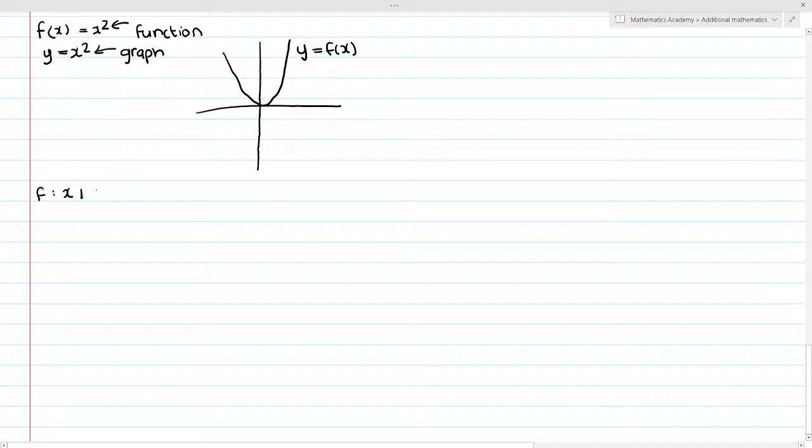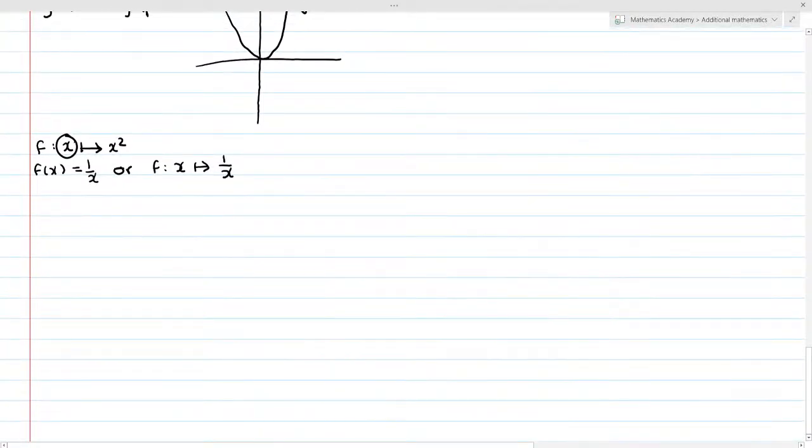Another way to write f of x equals x squared is to say that f takes a value of x and maps it to x squared. That's simple. For example, f of x equals 1 over x, we can write as f takes a value of x and maps it to 1 over x.